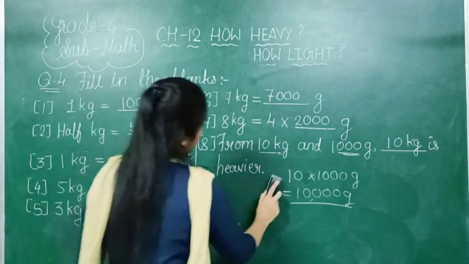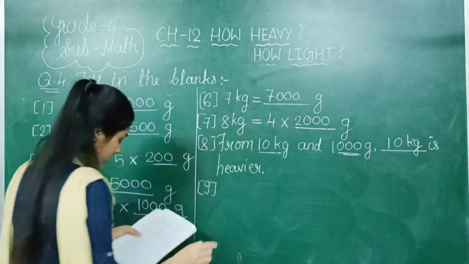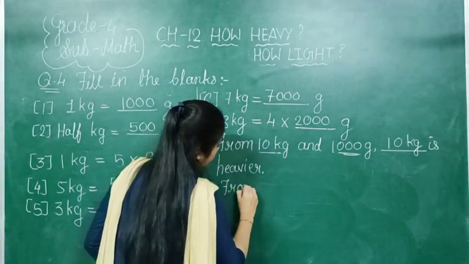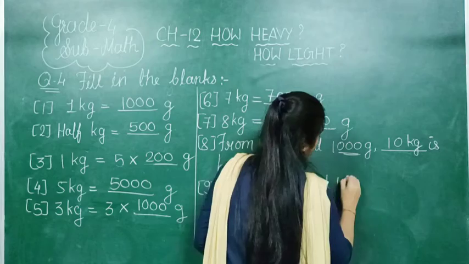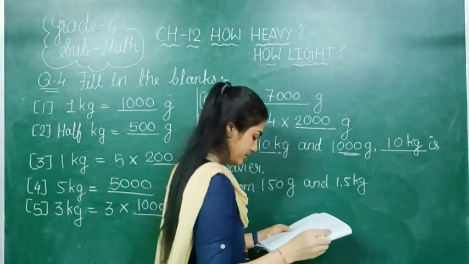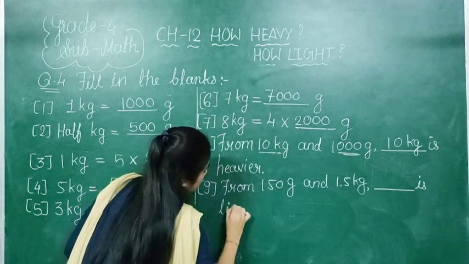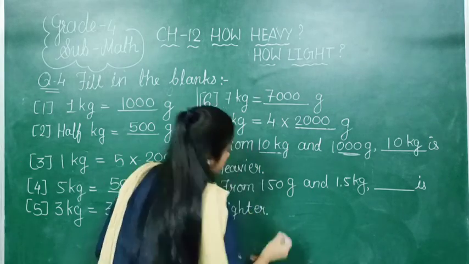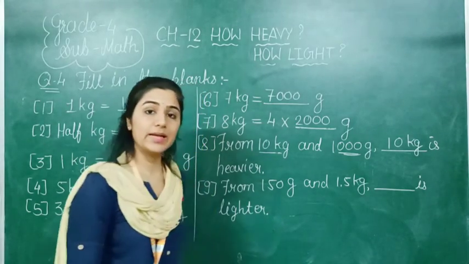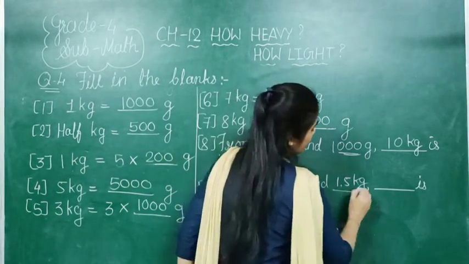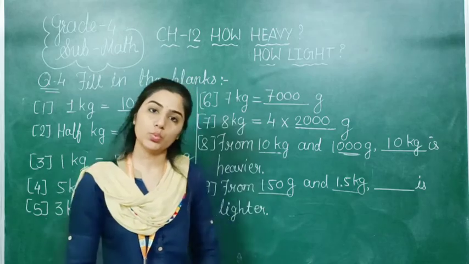Now number 9 is the same as number 8. Number 9 is from 150 gram and 1.5 kilogram, blank is lighter. Again, from 150 gram and 1.5 kilogram, blank is lighter, meaning light in weight. So 150 gram and 1.5 kilogram. So first you have to convert this 1.5 kilogram into gram.